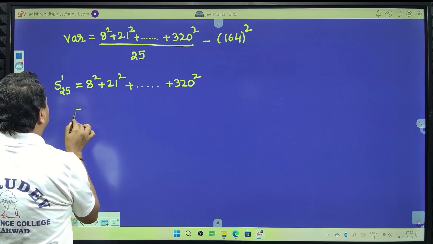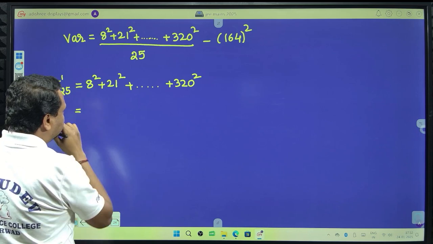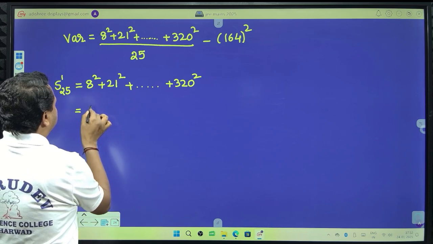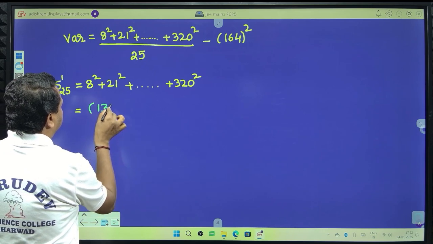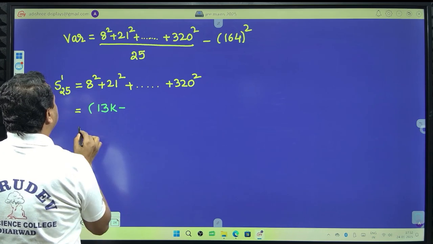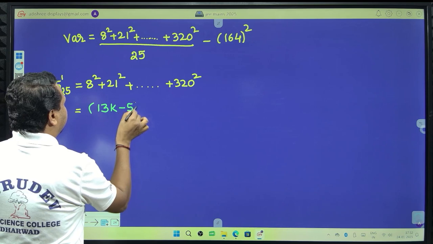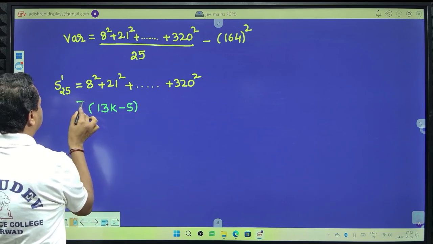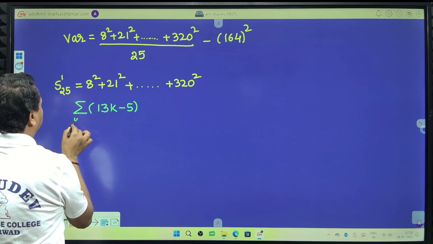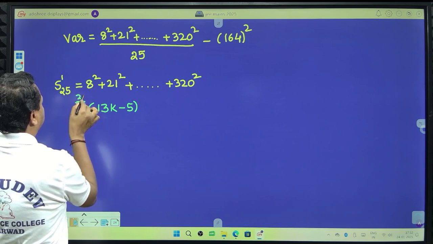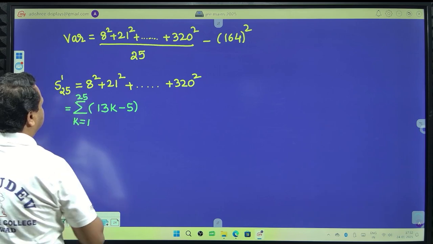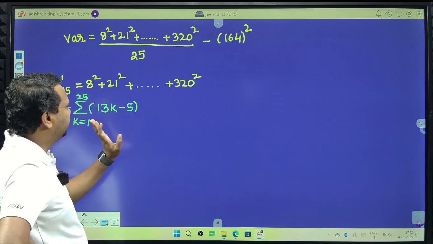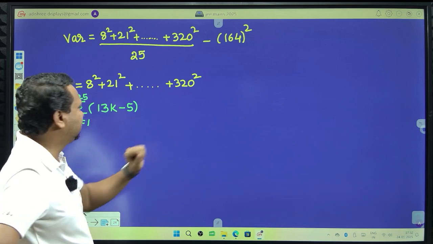Is it somewhere equal to 8, 13 difference is there. Therefore, I will take it as 13k minus 5 to get the first term. So, can I write this as summation from 1 to 25? Is that the same expression? 13 into 1, 13 minus 5 is 8; 13 into 2, 26, 26 minus 5 is 21. So, we will get all the terms.